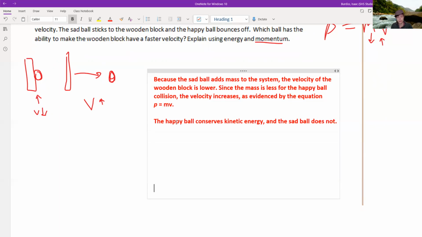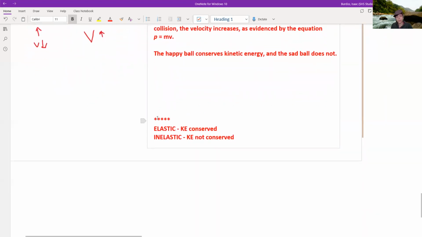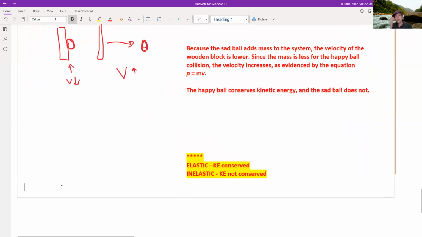Because, and this is something that's just a general note, elastic, KE conserved, inelastic, not conserved. That's something very important to know. I forgot to say that earlier. That should be in the background information. But that's how you would answer that problem.